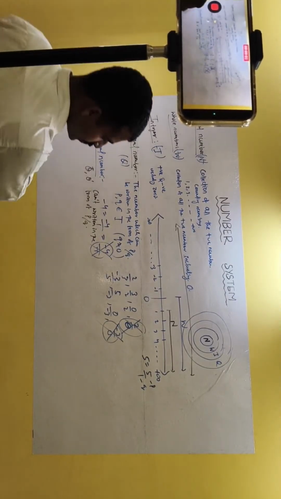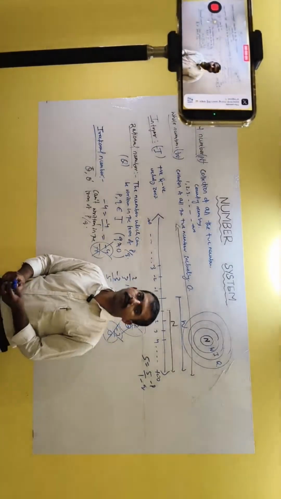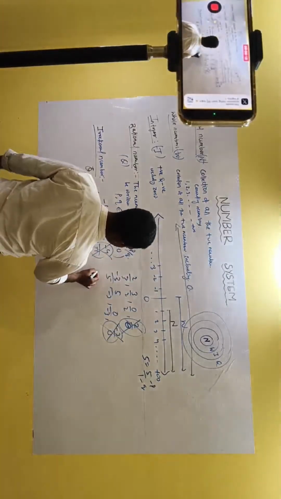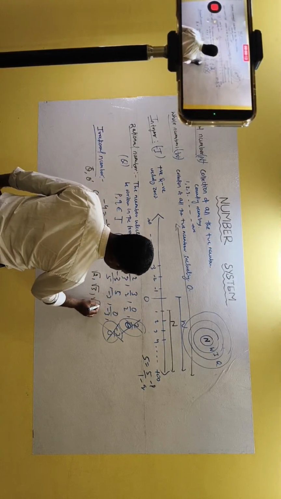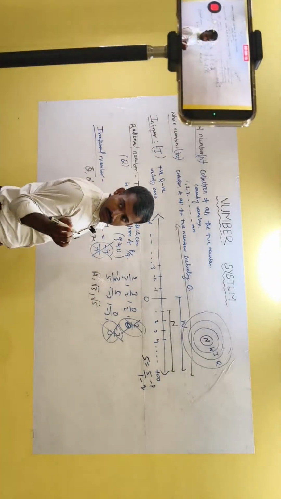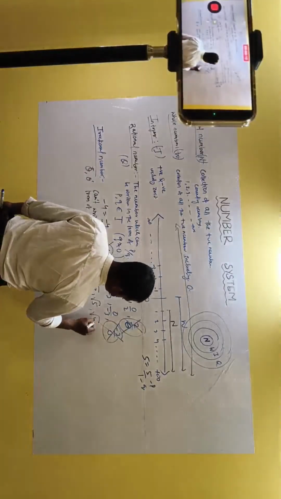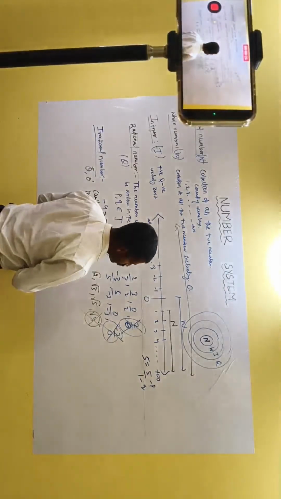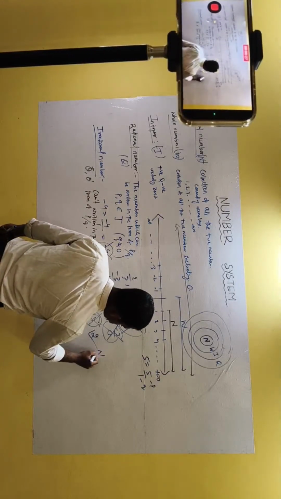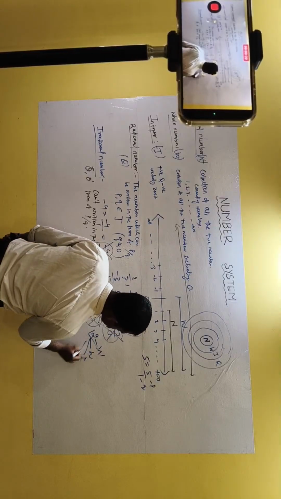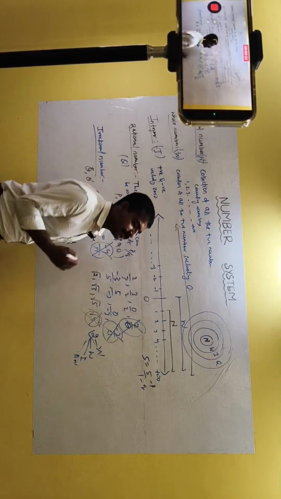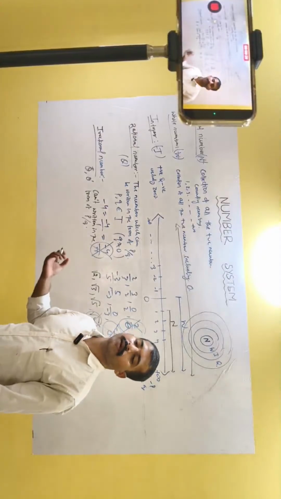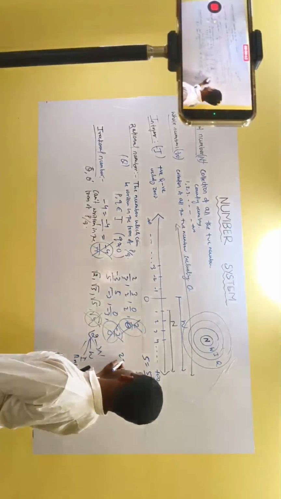Okay, is that clear? Irrational number: the number which cannot be written in the form of p by q. For example, root 2, root 3, root 5, not root 4. Root 4 is not an irrational number because its value is 2, and 2 is a natural number, a whole number, an integer, and a rational number, because it can be written in the form of p by q. We can write 2 as 2 by 1.